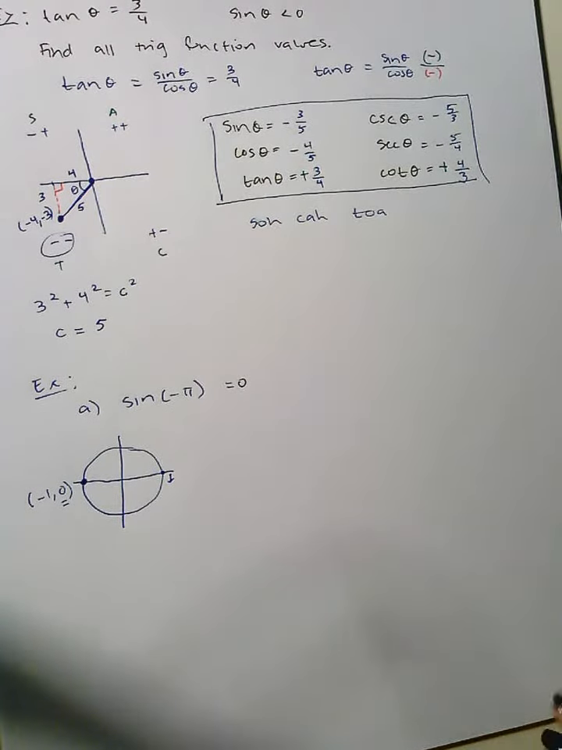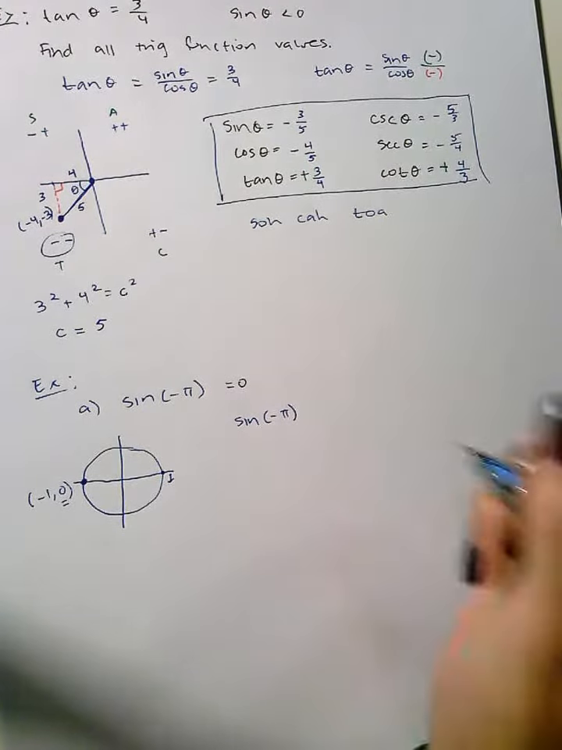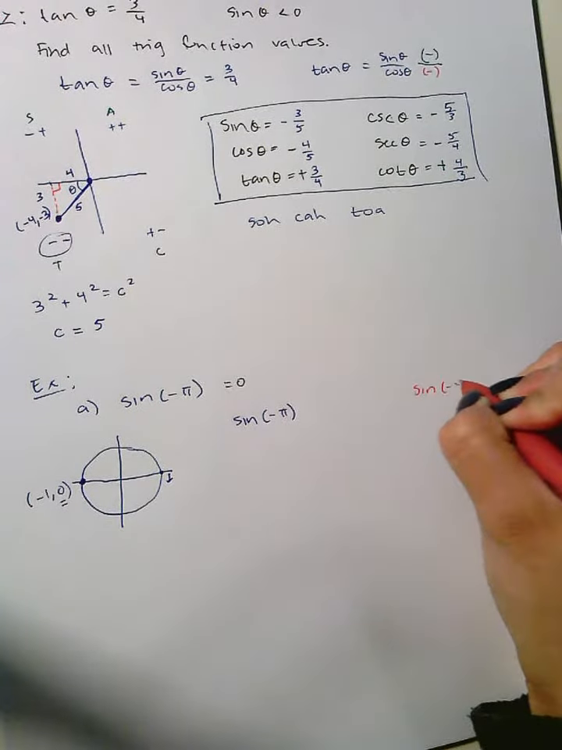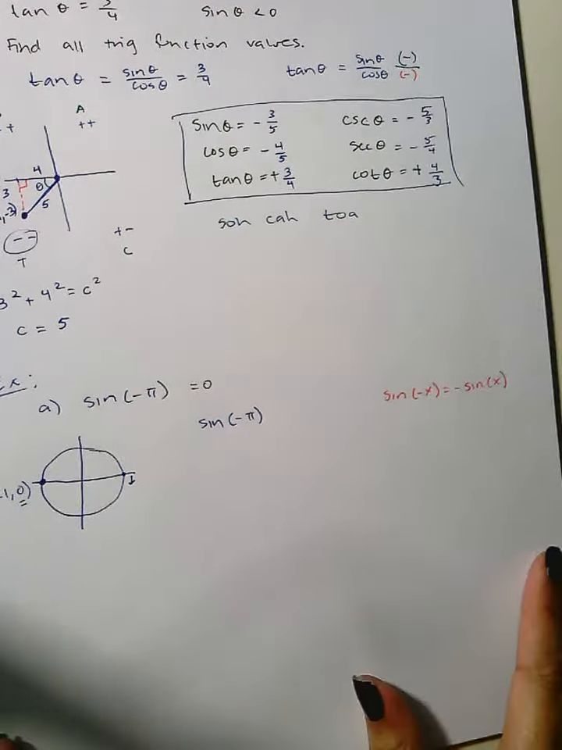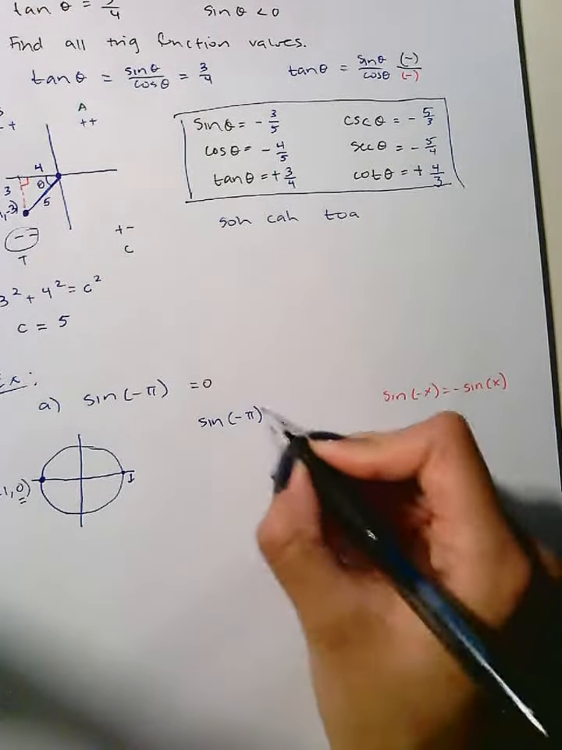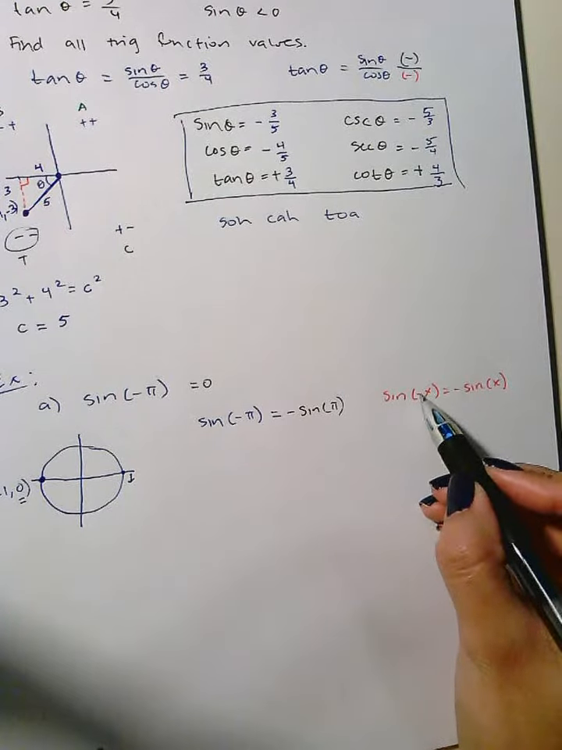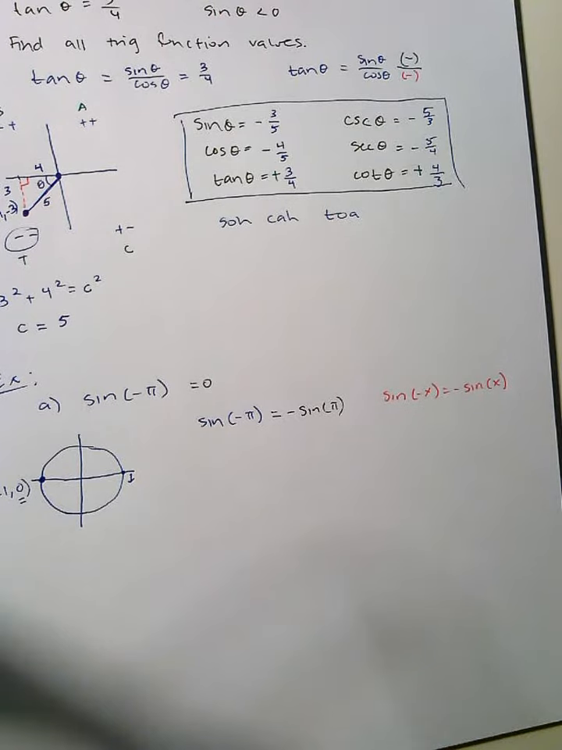Now let's go ahead and do this with the even-odd properties. For sine of negative pi, we know that sine of negative theta is equal to negative sine of theta, so let's write that down too. Sine of negative x is equal to negative sine of x, or theta, you could use either one. We're going to change this into negative sine of pi. So basically this negative comes out to the front, and again, that's because it's an odd function.